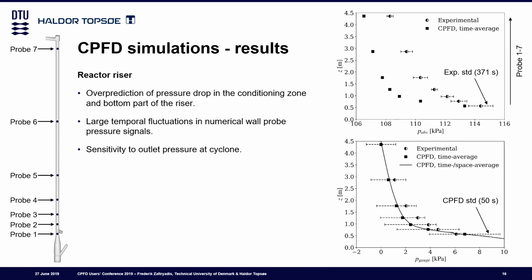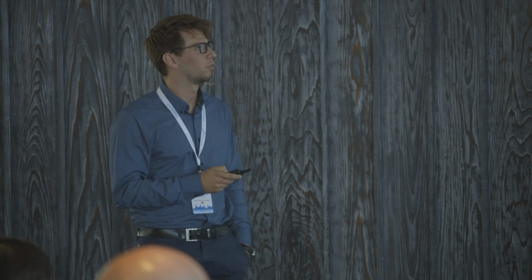Some of it is due to the fact that the pressure drop at the bottom of the riser is overestimated, due to this accumulation of particles that increases the pressure drop at the bottom. We also have some problems with the outlet conditions. At the moment we're specifying an outlet pressure at the top of the primary cyclone. We don't actually know what that pressure is, unfortunately, so we had to estimate it.